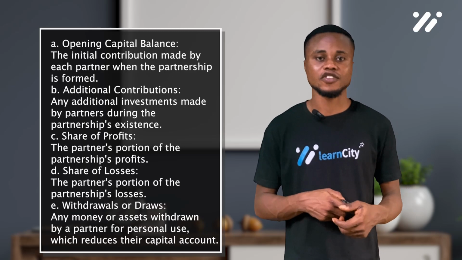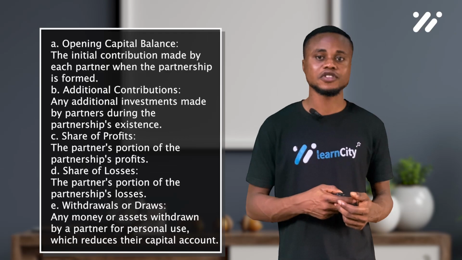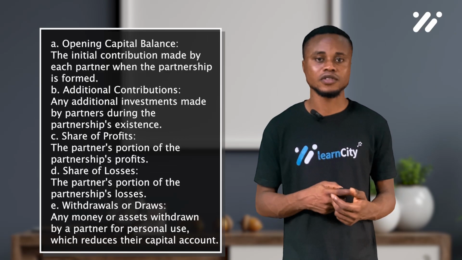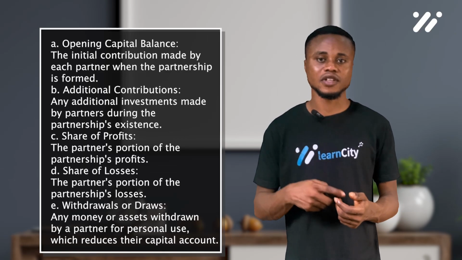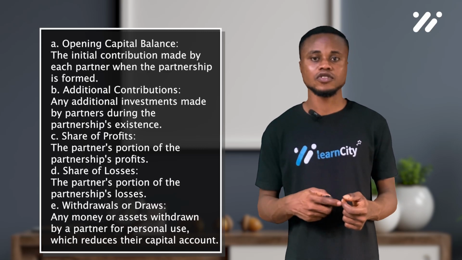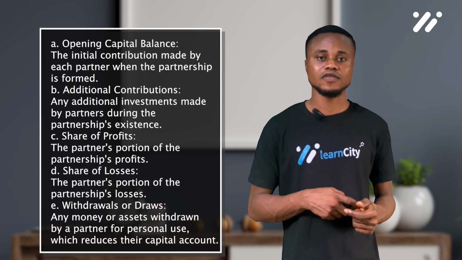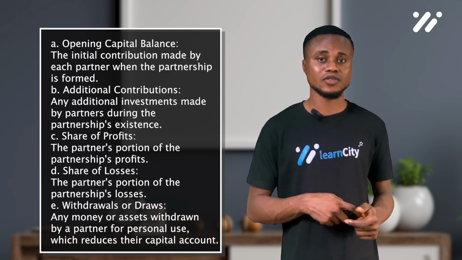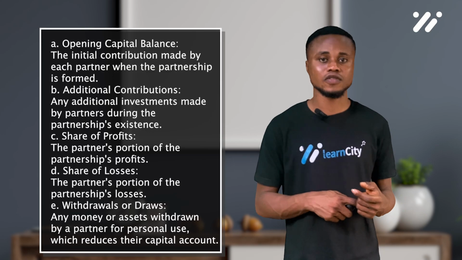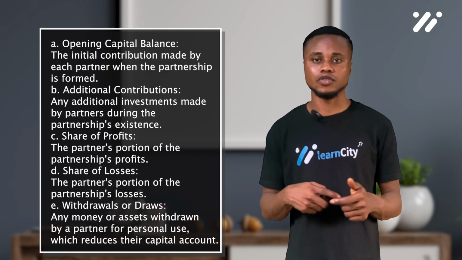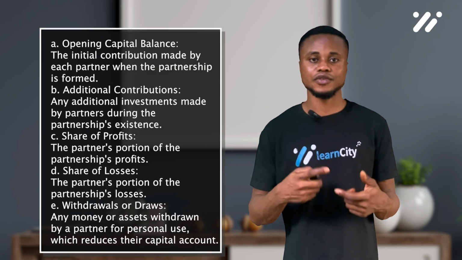The third one is the share of profit. When we are talking about the share of profit, this is the portion of the partnership profit that belongs to the individual partner in the process of their endeavors. The fourth one under it is share of losses. In case there are any losses, the partner's portion of the partnership losses must be recorded too. They have to share the losses equally.